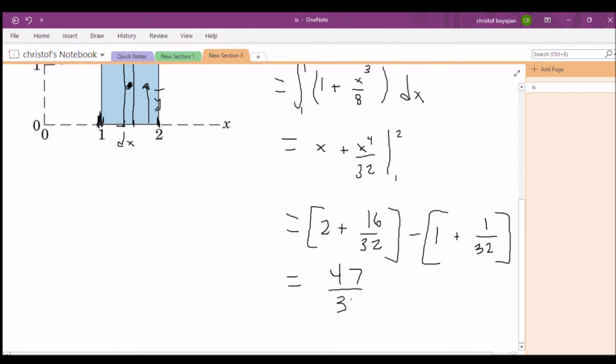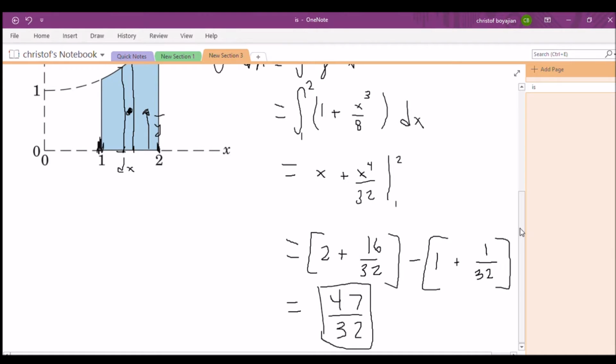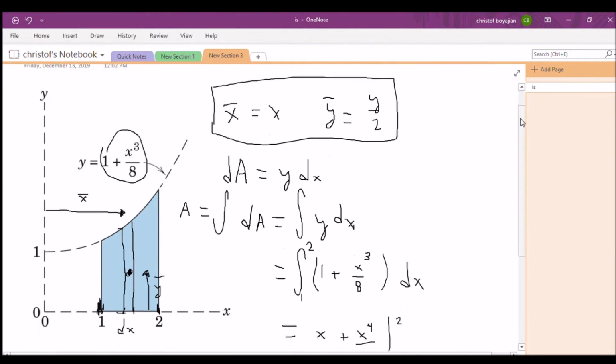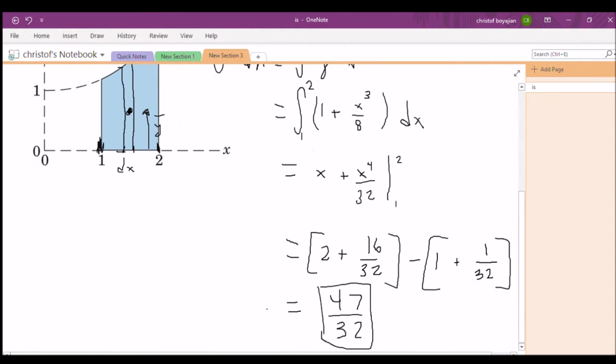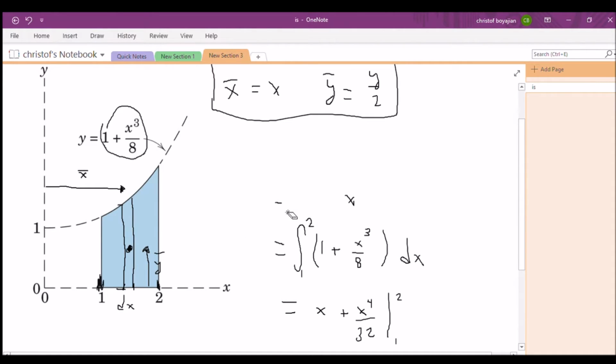Now, if you want, you can do the extra steps, combine your common denominators and make sure you add and subtract correctly here. And you should end up getting 47 over 32 as your area of this whole thing right here. Okay, so that's our first step done. So I'm going to say that this is our integral of dA. And I'm going to go ahead and erase all of this stuff because we're going to need some room here to evaluate the x and y coordinates of our centroid.